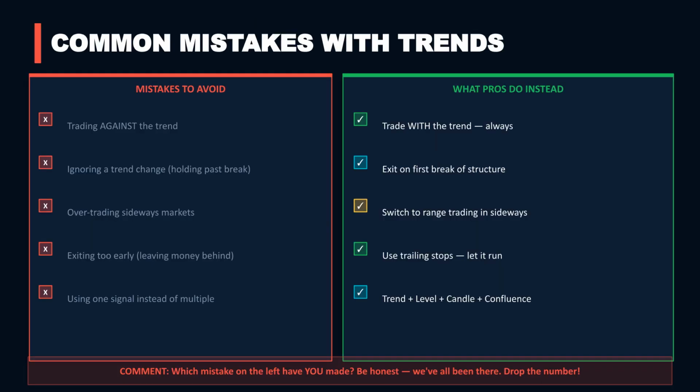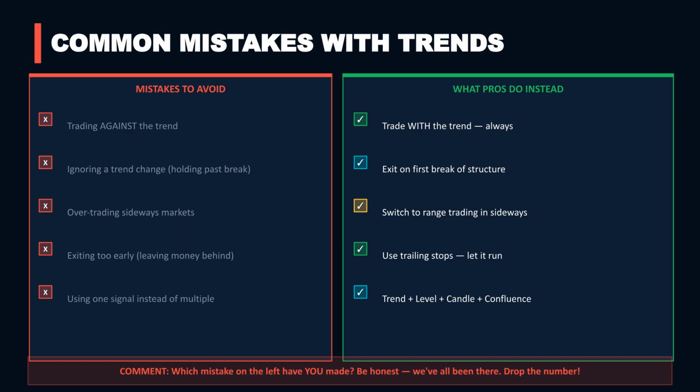Before we move on, let me highlight the biggest mistakes I see traders make. First mistake, trading against the trend. I see this constantly. Price is in an uptrend, and a trader tries to short it. Wrong. Second mistake, ignoring a trend change. The uptrend breaks, but the trader is still long. The trend changed. Exit. Third mistake, over trading sideways markets. Price is in a range. Trade the bounces, not the direction.